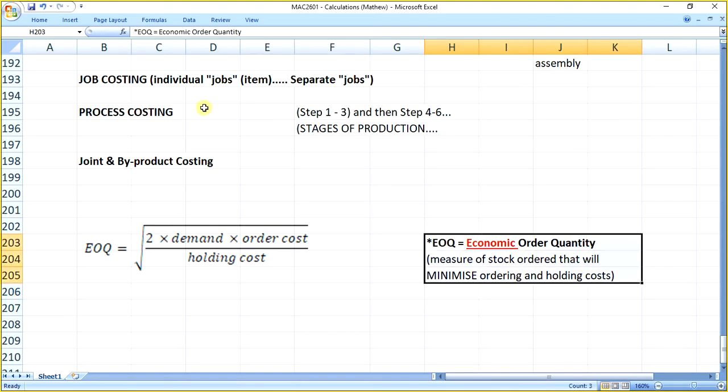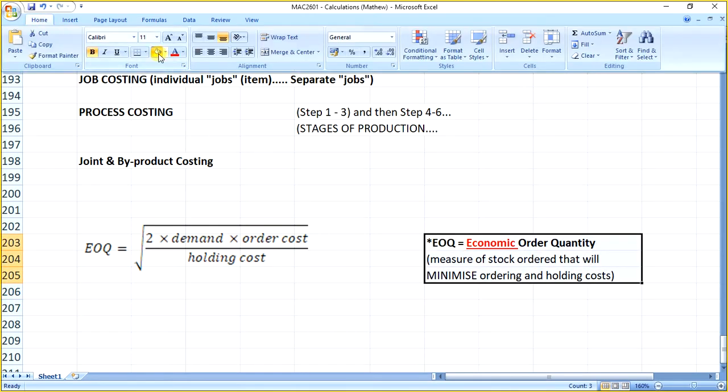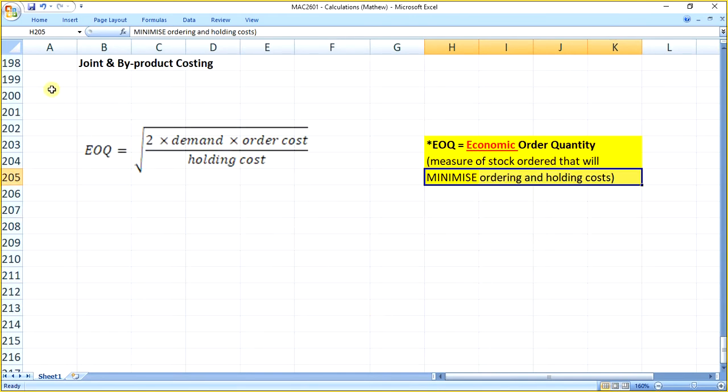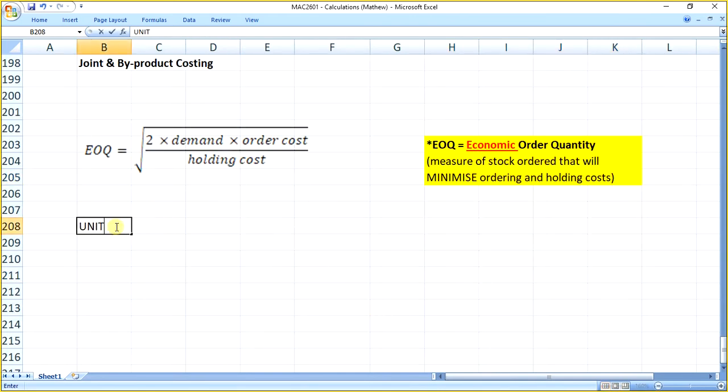Right, that's the theory. Right, economic order quantity, just to summarize, is a measure of the stock that must be ordered that will minimize the ordering and holding costs. Okay, just in terms of theory, this is important to understand. Ordering and then holding / carrying costs.